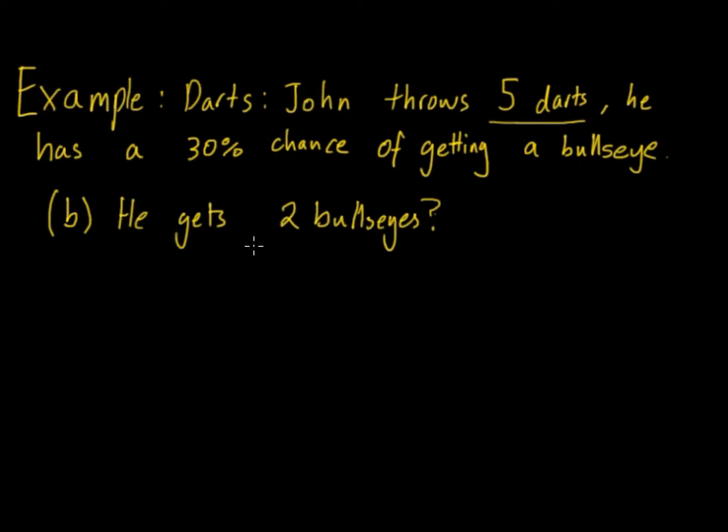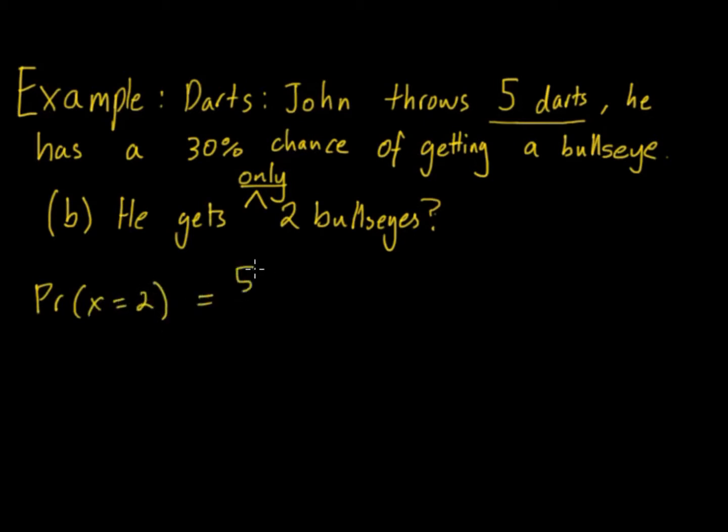Part B. What about if he gets 2 bullseyes? We don't care about the order, we just want to know, does he get 2 bullseyes, and we need to work out the probability. I'll be a bit more explicit in this question and say that he can only get 2 bullseyes. We don't care about if he gets 1, we don't care about if he gets 3, it's only if he gets 2 bullseyes. So this time we're saying that the probability of x is equal to 2.